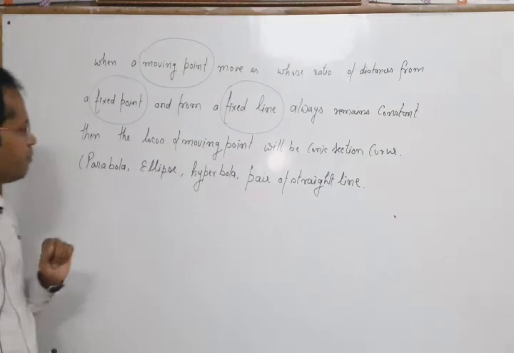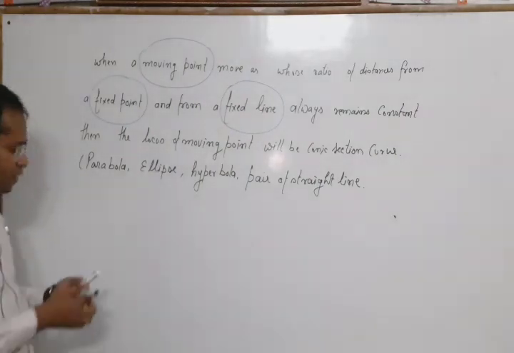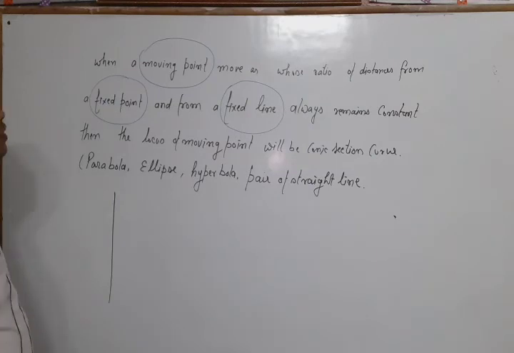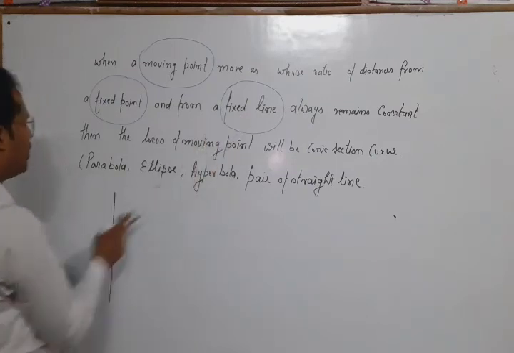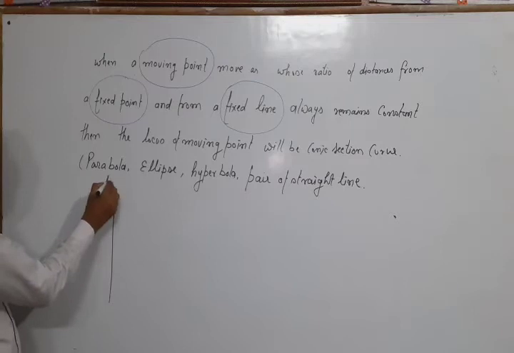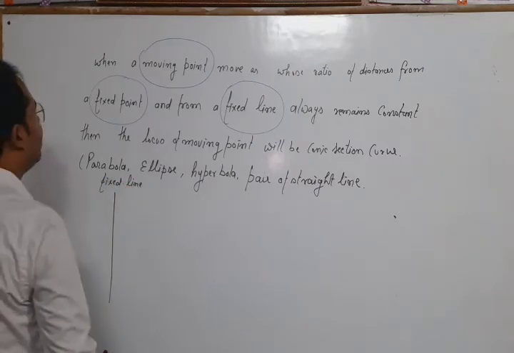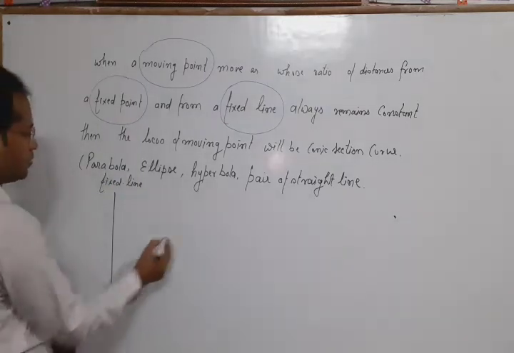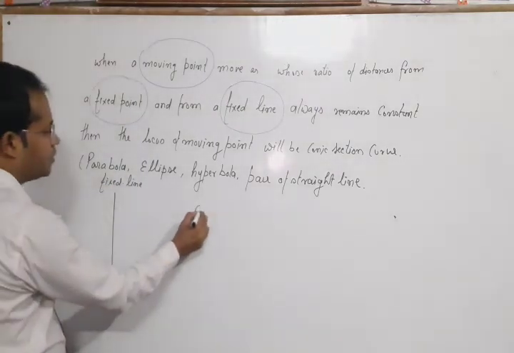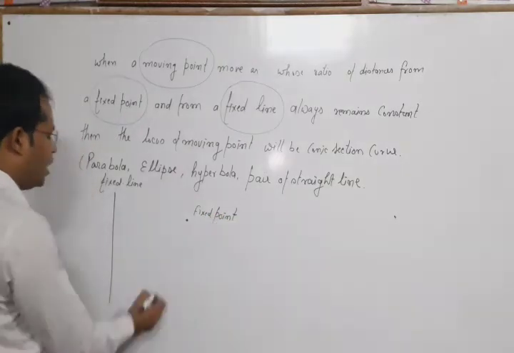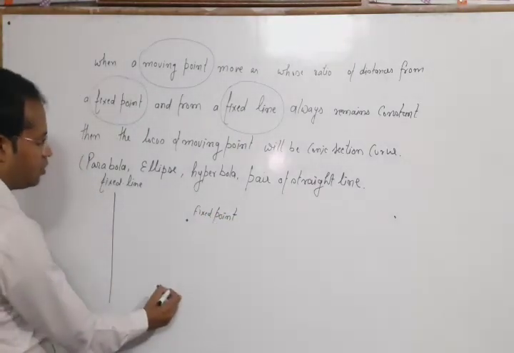According to the definition, you can see in the figure what it wants to say. It is talking about a fixed line. Here it is a fixed line, a considered line. And it is talking about a fixed point, and it is your moving point.